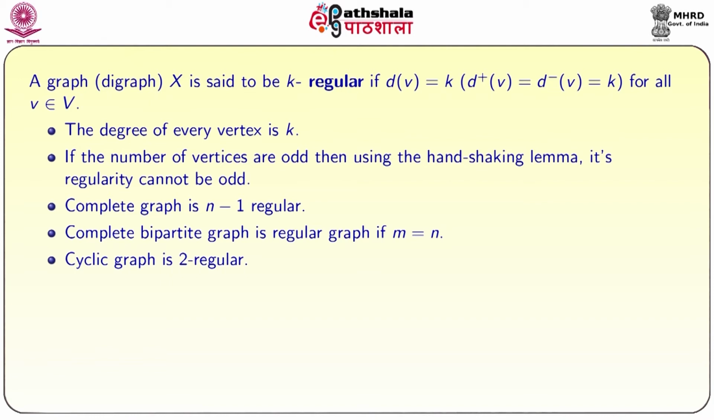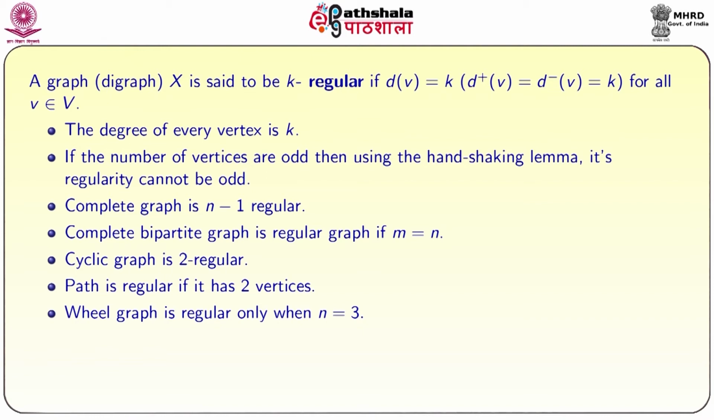Cycle graph is 2 regular. It is because the degree of each vertex is 2, so it is 2 regular. Path graph is regular only if it has 2 vertices. As we observed in the path graph, there are at least 2 vertices of degree 1. It has 2 pendant vertices that we observed in the path graphs.